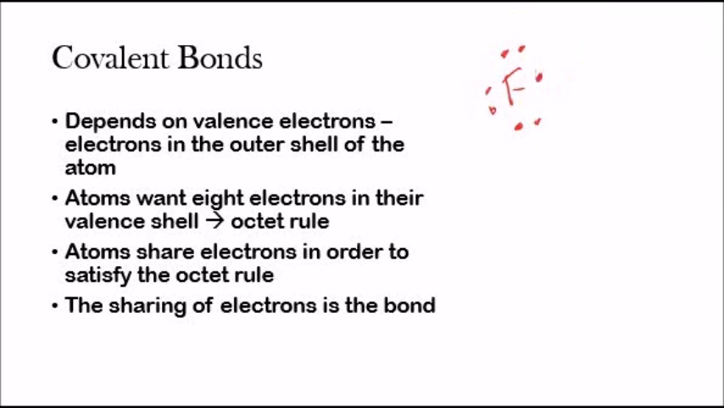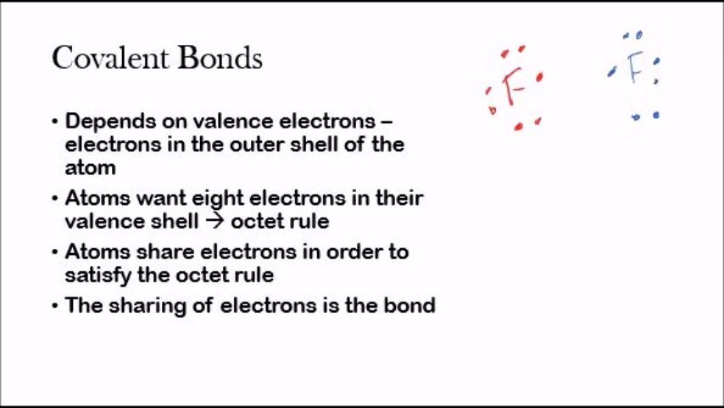And then you have another fluorine atom right here, and this also has 7 valence electrons. Now each fluorine atom wants to have 8 valence electrons in its shell. So what's going to happen is that this fluorine atom right here is going to donate an electron. It's going to share 1 electron, and this fluorine atom right here is going to share 1 electron.